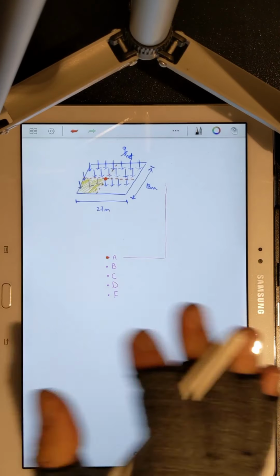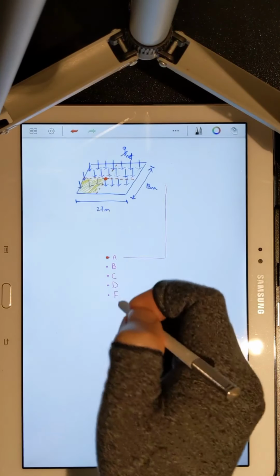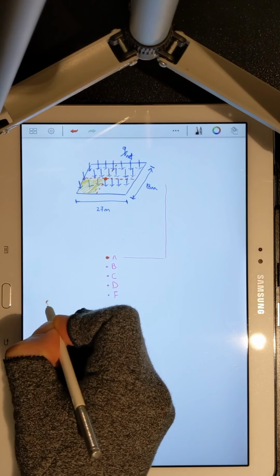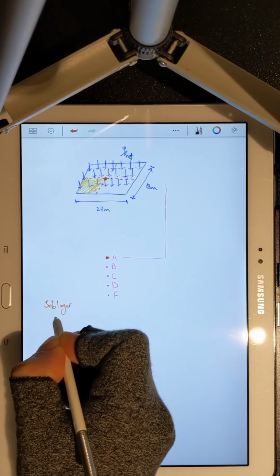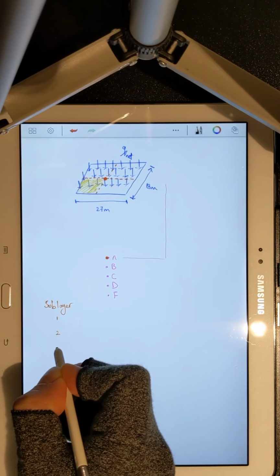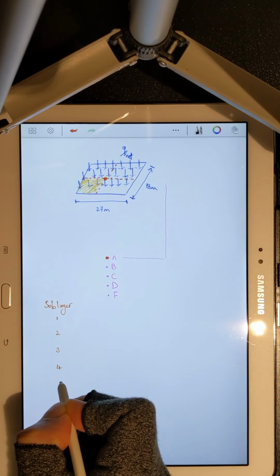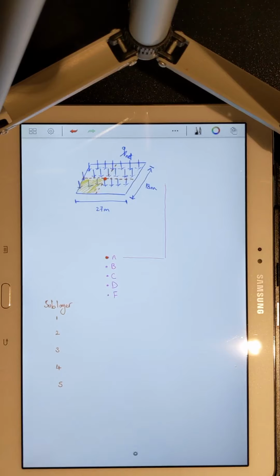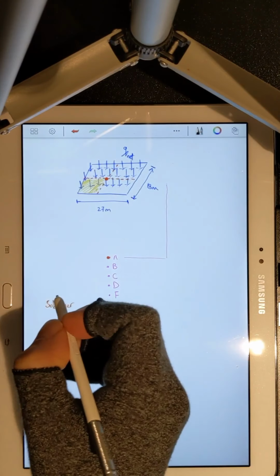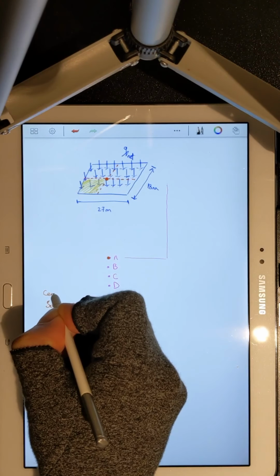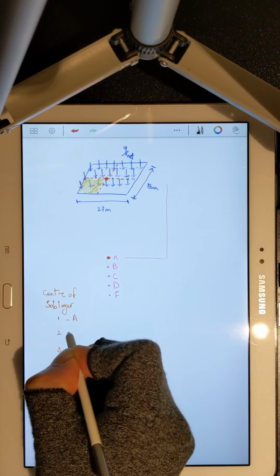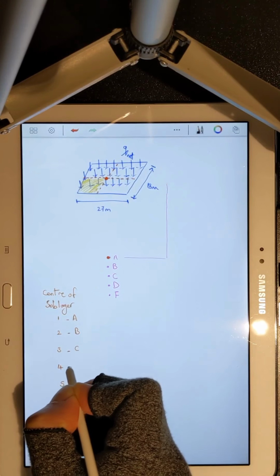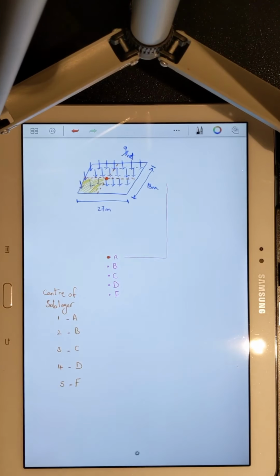Now, the Steinbrenner method is clear. For the Steinbrenner method, you have 5 layers. So let me put together a table. So sublayer 1, 2, 3, 4, and 5. In fact, I have points A, B, C, D, and F, which are at the center of that sublayer. So really the center of your sublayers. So you have point A, point B, point C, point D, and point F.